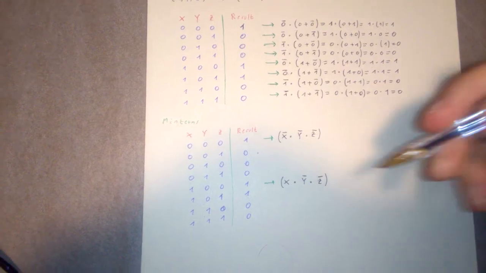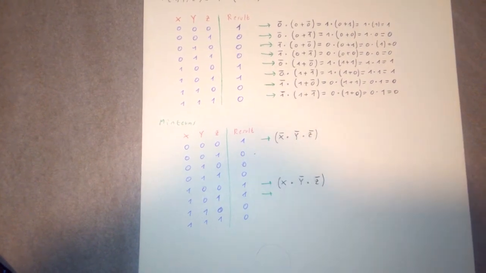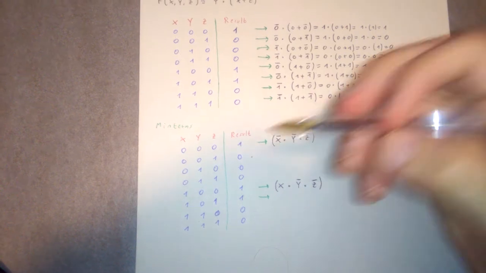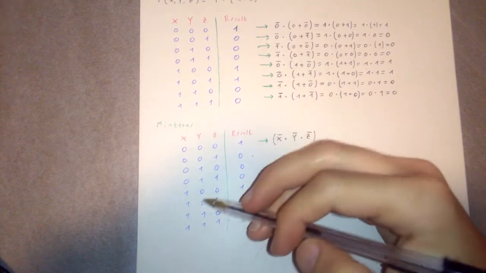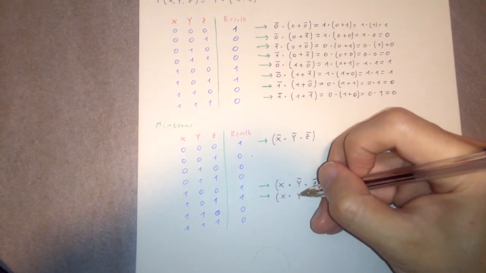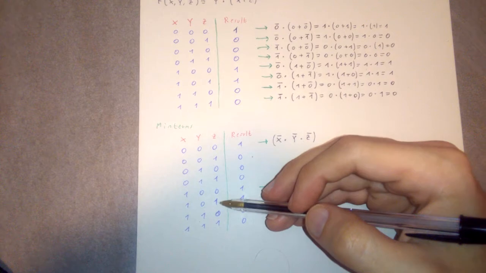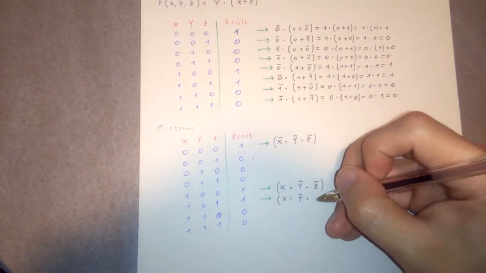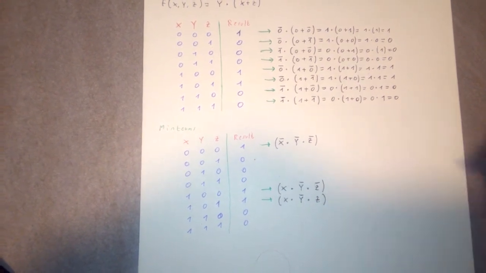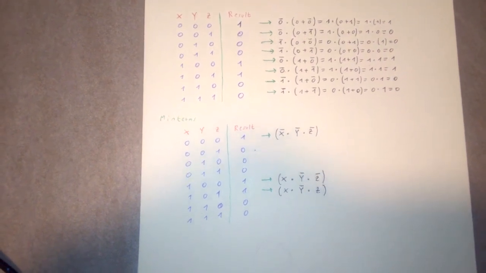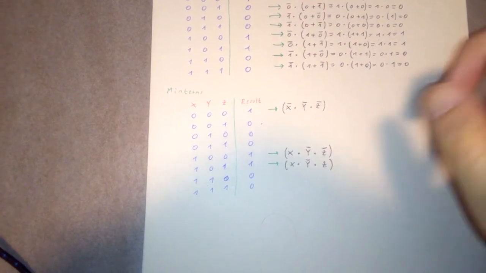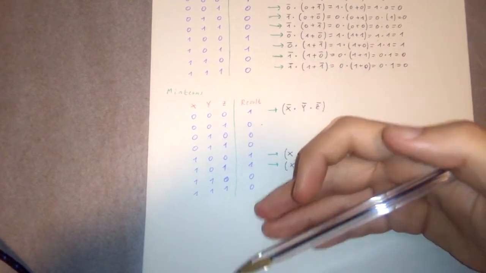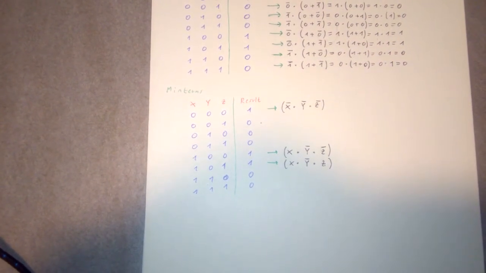And again, we have yet another member with a 1. So x is 1, we write x; y is 0, so we write not y; z is 1, so we write z. Now those products are the ones you are going to use to get the sum of product representation, because minterms are actually expressed in a sum of product representation.